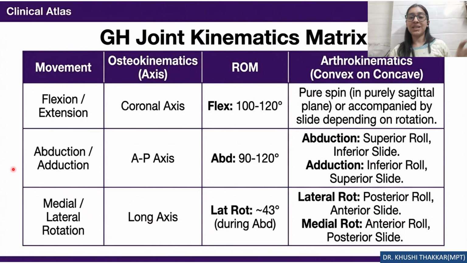Abduction range of motion is 90 to 120 degrees. Abduction includes superior roll and inferior slide, and adduction involves the vice versa, that is inferior roll and superior slide of the head of humerus.